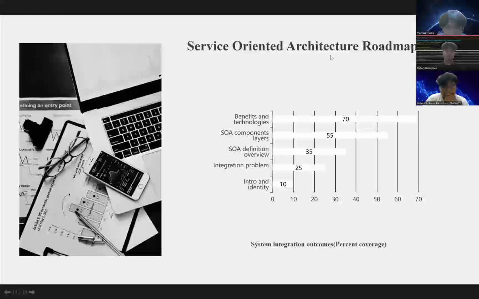This is the service-oriented architecture roadmap. On top is benefit technologies. The second is SOA component layer. The third is SOA defining overview. The fourth is integration problem. And the last is intro and identity.